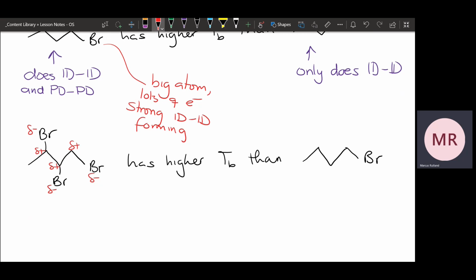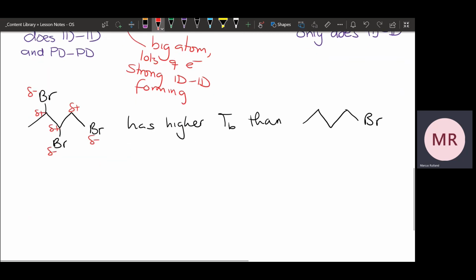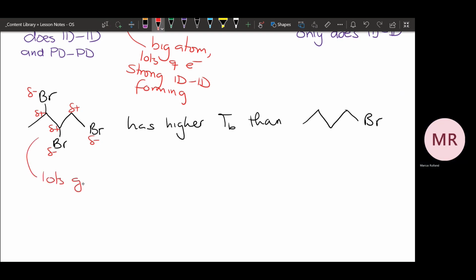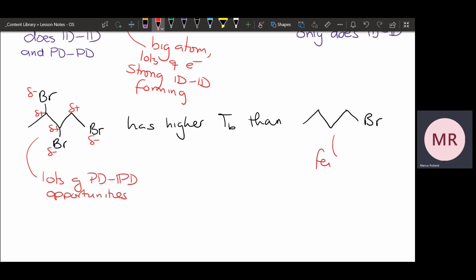So there's no particular reason, with a longer chain like that, why that would be likely to cancel out. So one reason here is that we've got lots of opportunity for PD-PD to form. Whereas this one has fewer PD-PD opportunities.